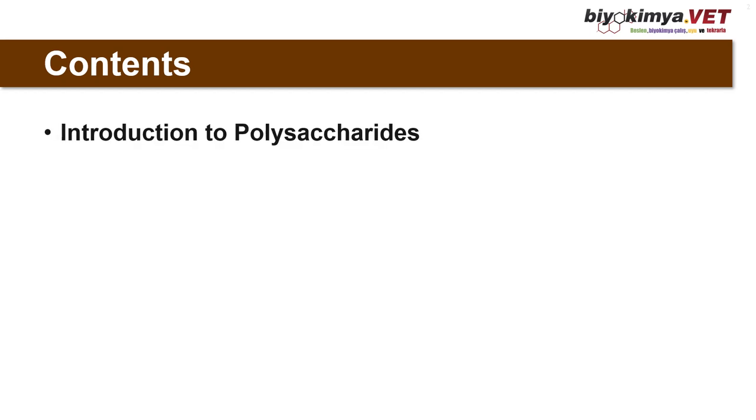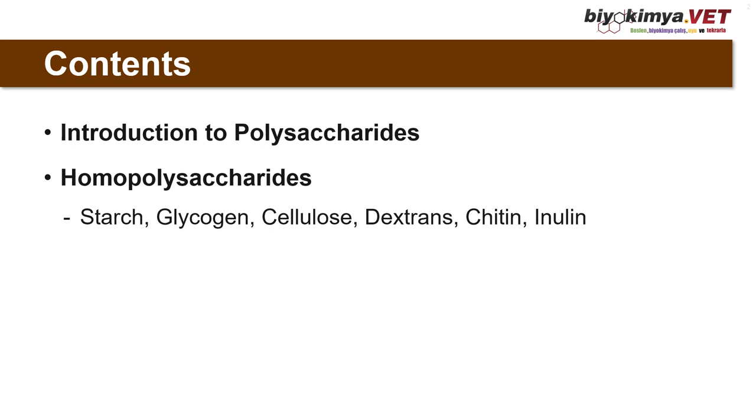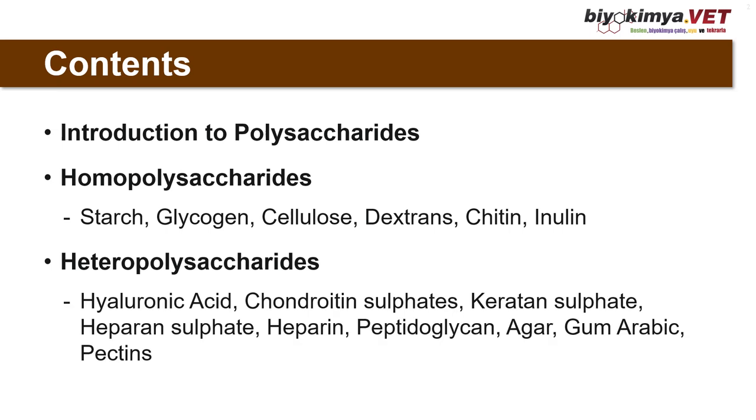What are the contents of this topic? Introduction to polysaccharides. And then we will look at the classes of polysaccharides. The first is homopolysaccharides: starch, glycogen, cellulose, dextrans, chitin, inulin. And the second class is heteropolysaccharides: hyaluronic acid, chondroitin sulfates, keratan sulfate, heparan sulfate, heparin, peptidoglycan, agar, gum arabic, and pectins.